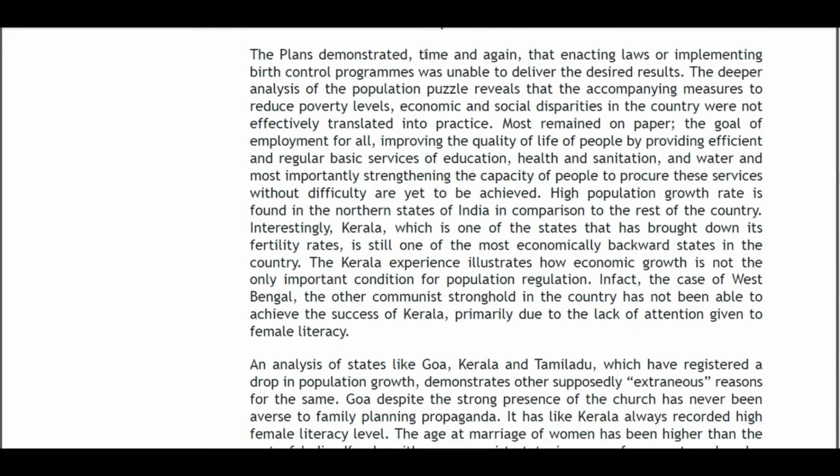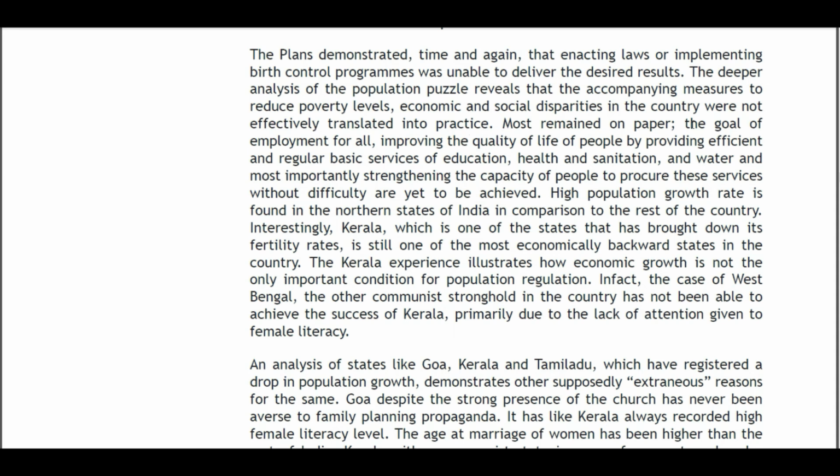The plan demonstrated time and again that enacting laws or implementing birth control programs was unable to deliver the desired result. A deeper analysis of the population puzzle reveals that the accompanying measures to reduce poverty levels, economic and social disparities in the country were not effectively translated into practice.